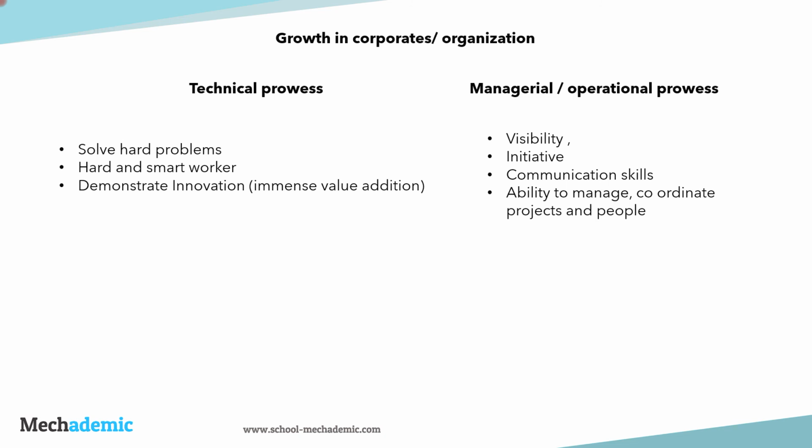And of course, there is the managerial and operational side, which is having visibility, that is showcasing your work very regularly, having the initiative to take on challenging projects, communication skills, these are no-brainers. Then the ability to manage and coordinate projects and people. So these are important in terms of managerial and operational prowess. And technical prowess is based on the ability to solve technical problems and demonstrate innovation.